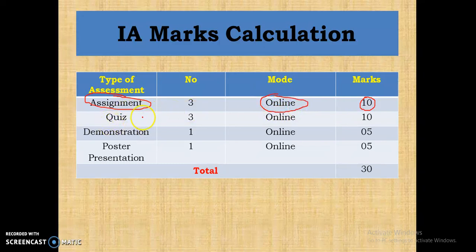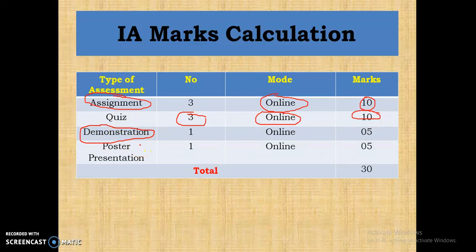Now talking about the quiz. We are planning 3 quizzes. The plan for the 3 quizzes and 3 assignments is that after each 2 units there is 1 assignment, and after each 2 units 1 quiz. The quizzes will also be taken online, and the marks of the 3 quizzes will again be converted into 10 marks.